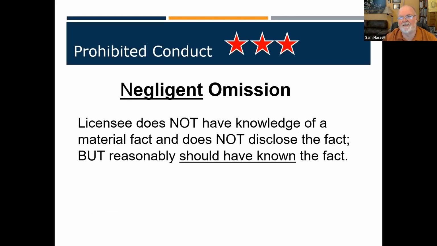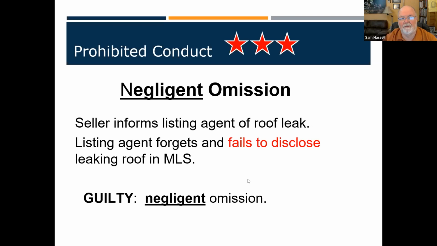And the fourth one is negligent omission. It says the licensee does not have knowledge of a material fact and does not disclose the fact, but reasonably should have known the fact. Okay. Say the seller informs me of a roof leak. I forget, and I don't disclose it. I didn't say anything, and I put it in the MLS. That's just negligent omission. You're still guilty, and you can end up paying restitution.